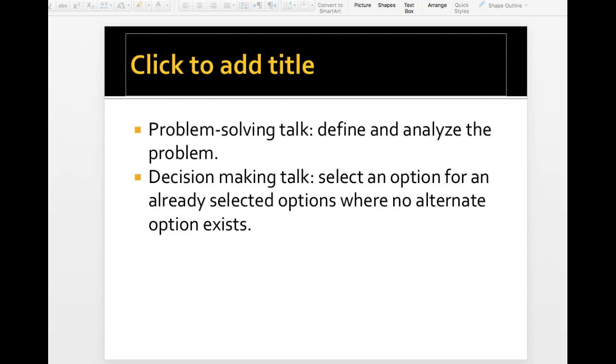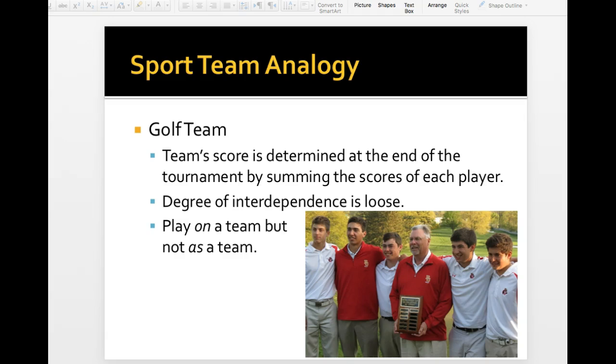In communication theory, they compare effective groups to 4 different types of teams. So within your professional and personal life, you're going to be a part of groups that are comparable to these types of teams. The first is the golf team analogy. Think about how a golf team operates. The team's score is determined at the end of the tournament by summing up the scores of each player.